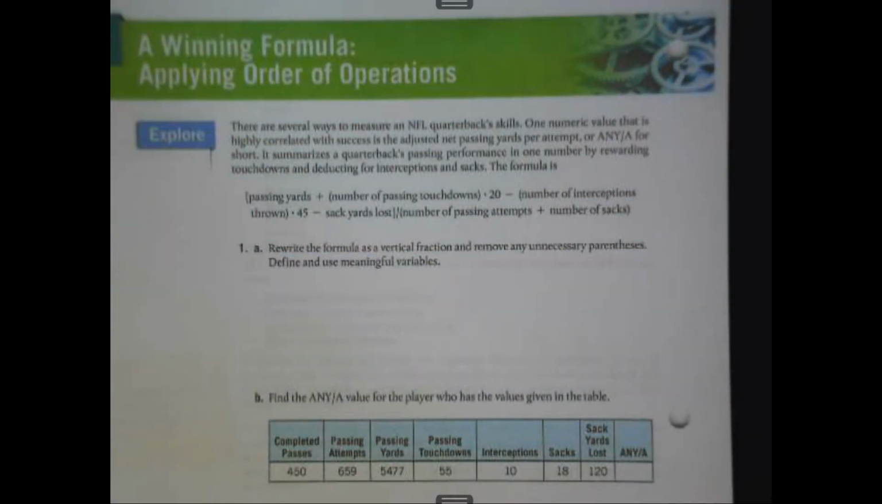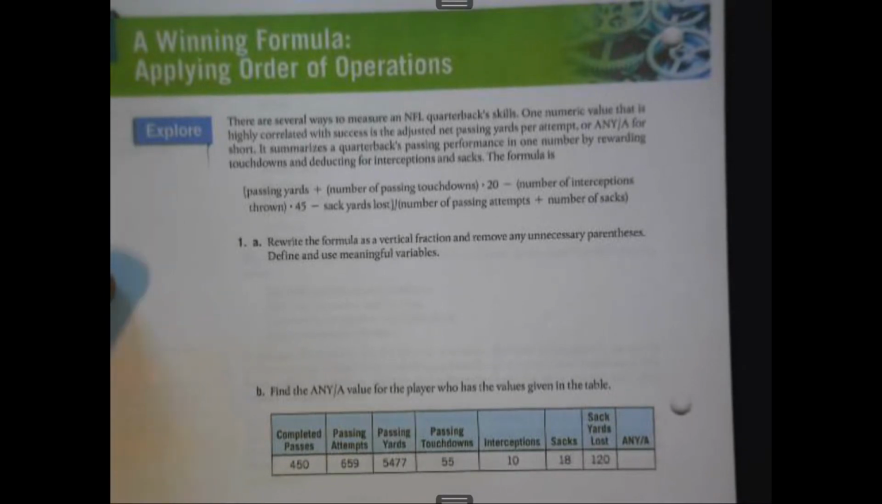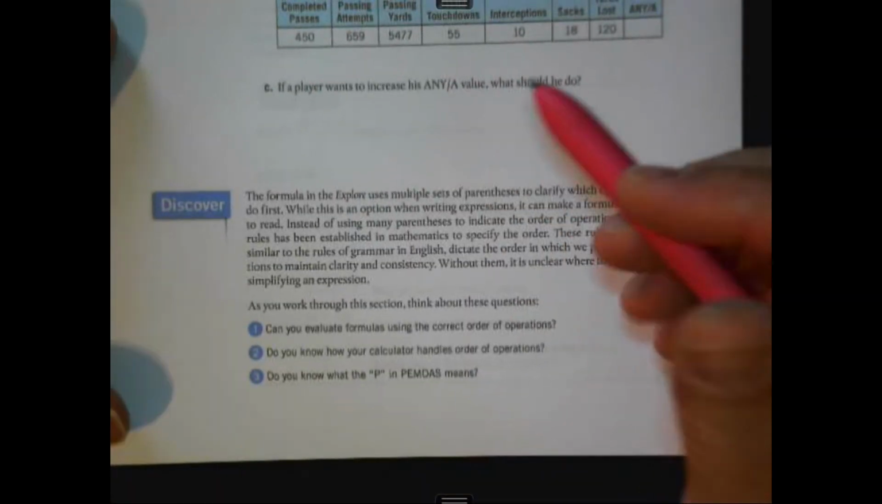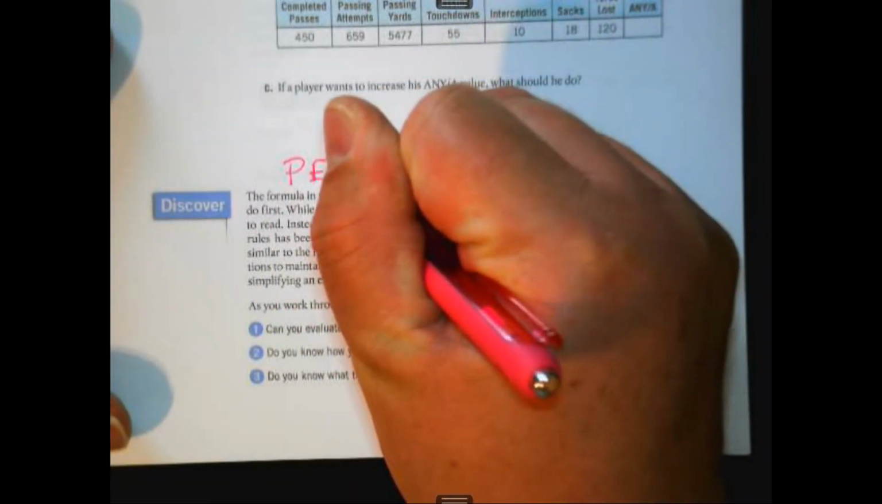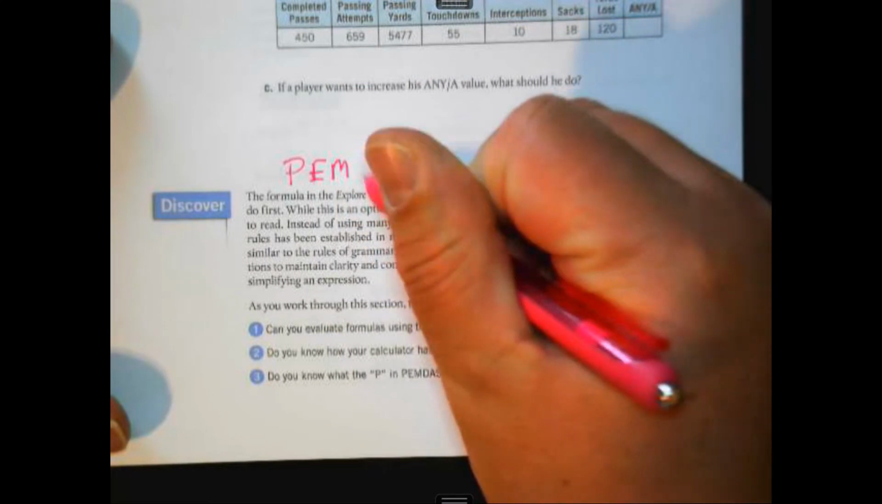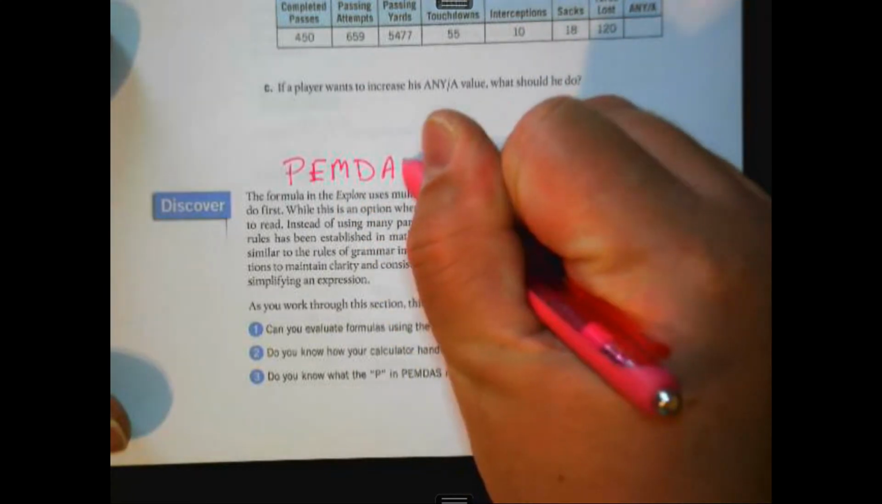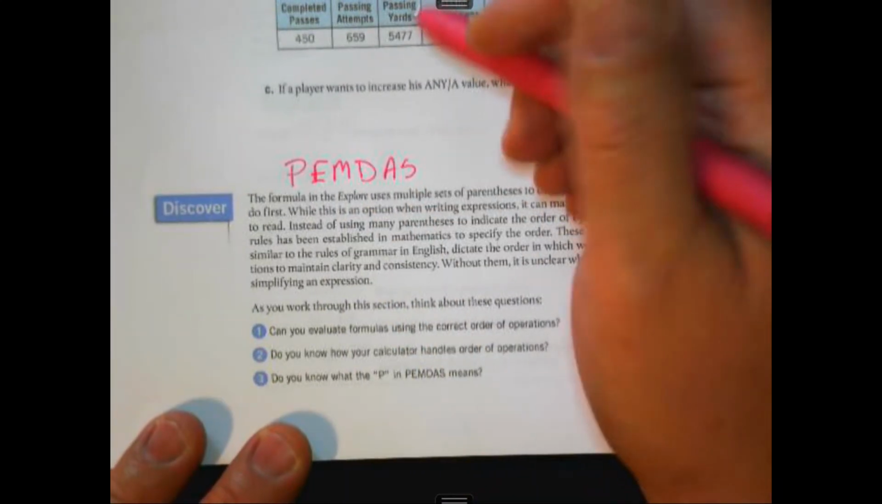Okay, section 2.5, order of operations. This is a relatively easy section as it is all about what you already know, and that is PEMDAS. Now remember what these stand for.